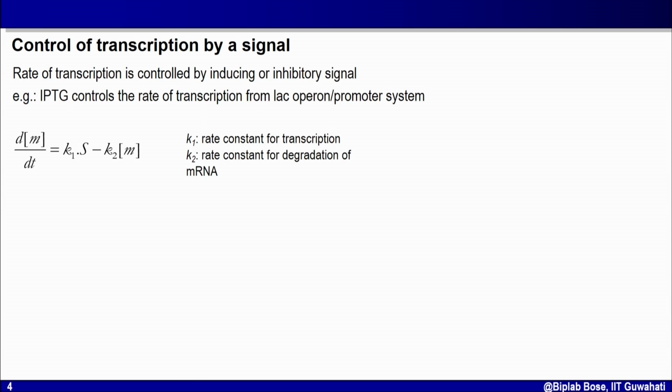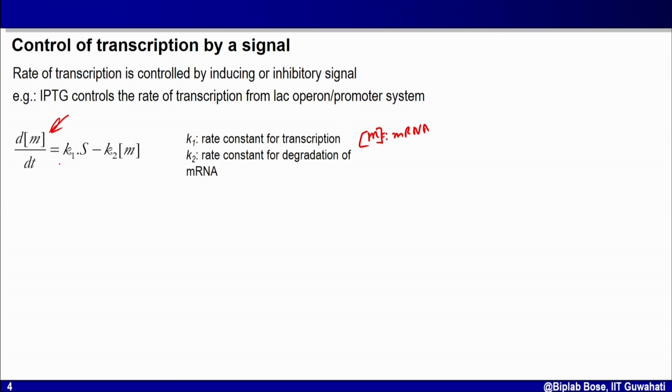So, I can write a simple ODE the way I have shown here. dM/dt, where M is the concentration of mRNA. So, the rate of change of concentration of mRNA is equal to K1 into S. K1 is the rate constant for transcription. S is the signal, for example, concentration of IPTG added to the culture. Minus K2 into M. K2 is the rate constant for degradation, and M is the concentration of free mRNA. So, this is the first order degradation.